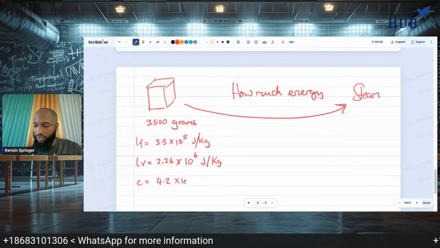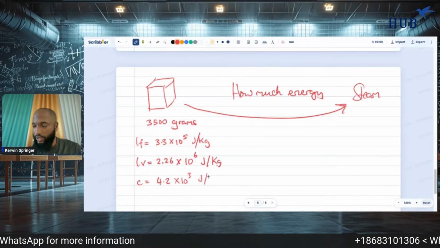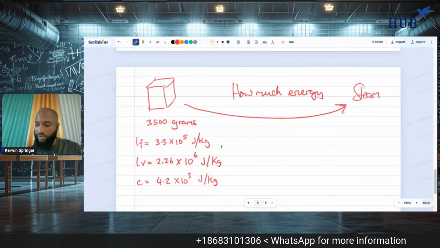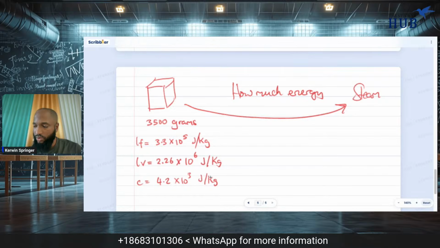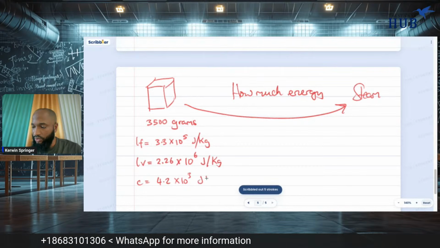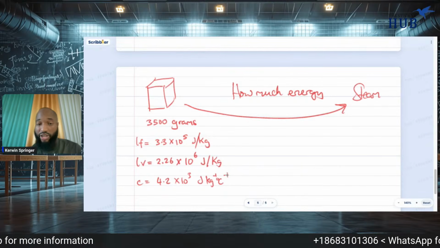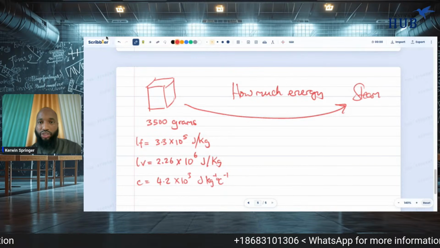By 10 to the power of 3 joules per kilogram. Let's try this a little better. Joules per kilogram per degree Celsius. So everybody try to do this question real fast. I will do it a shorthand method just now.